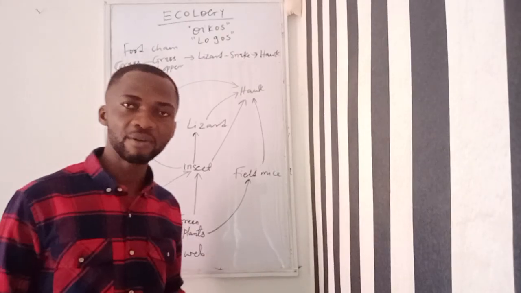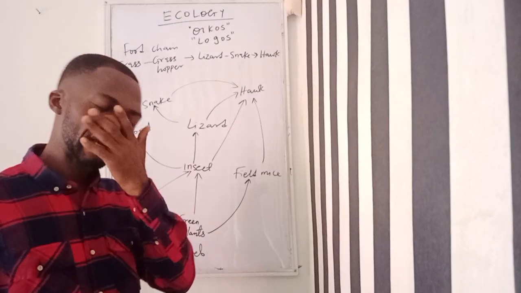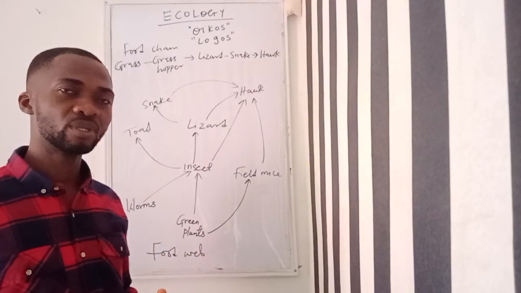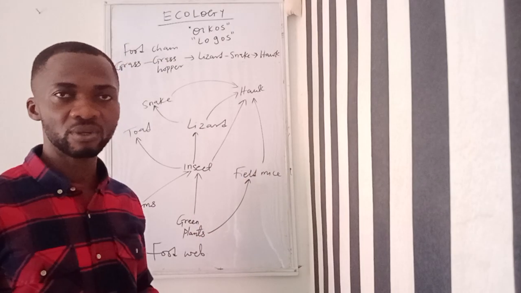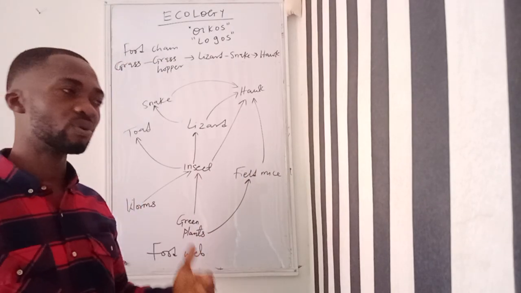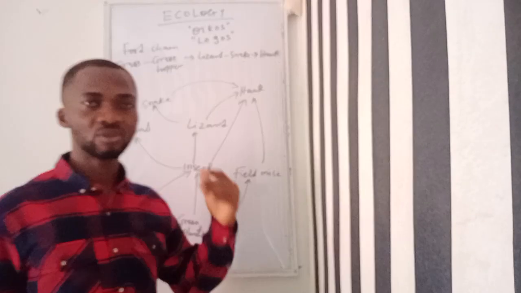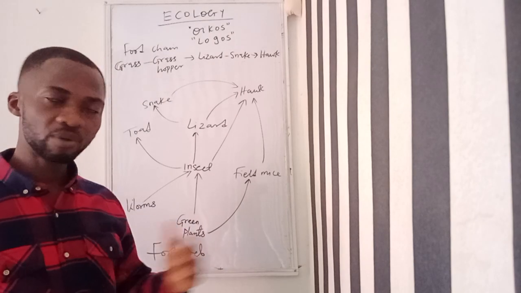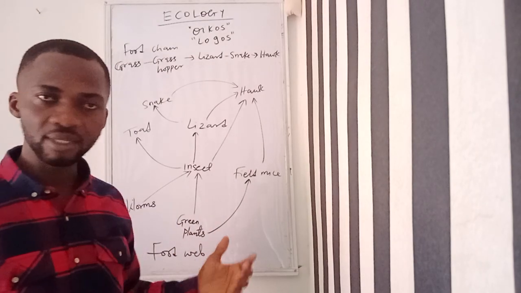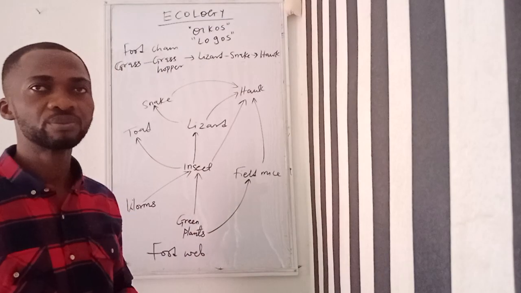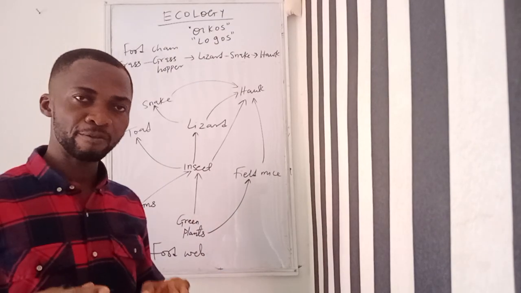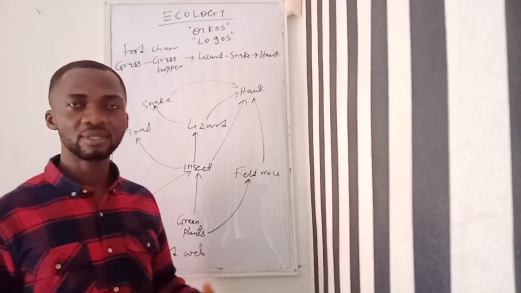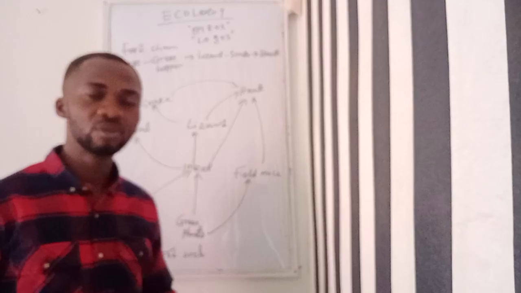So, like I said, ecology is a study of the environment, the interaction that exists between organisms in the environment. And when we say environment, we are talking about the physical and chemical factors within the surroundings of an organism. These physical factors, of course, could be light, temperature, wind, topography. The chemical factors could be pH, salinity, and so on and so forth. All these things are studied within the concept of ecology.